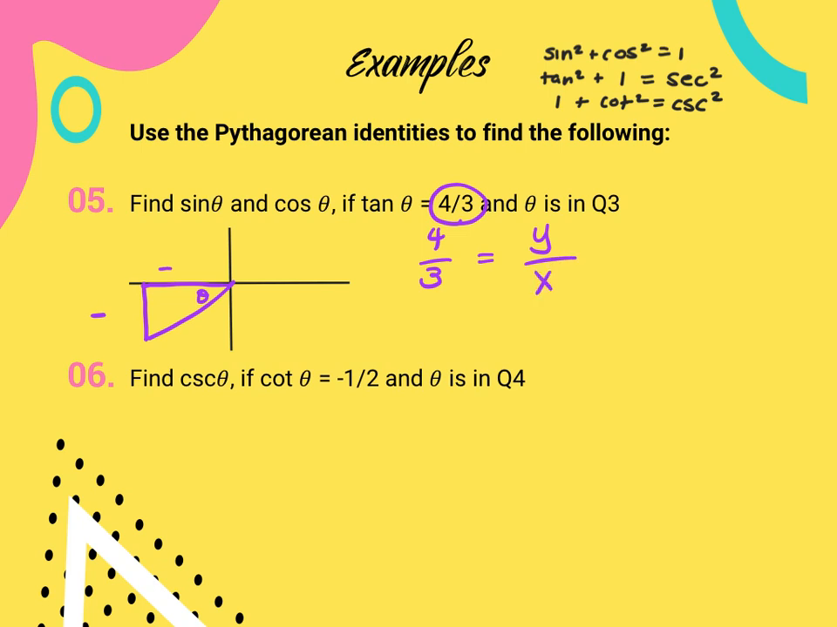Didn't we do this problem? You did it with a coordinate point. Yep, it's the same exact thing. So this is 4, and this is 3. You just have to know that if it's in the third quadrant, I have to make them both negative. Tangent is y over x, right? But it's in the third quadrant, which means it has to be negative for both of them. What's my radius? 5. So what's my sine?